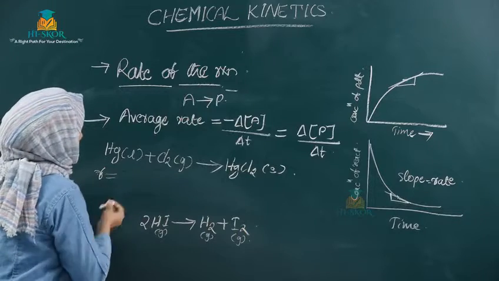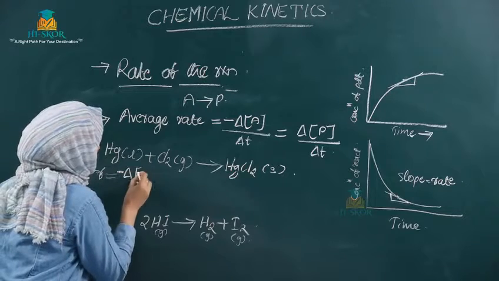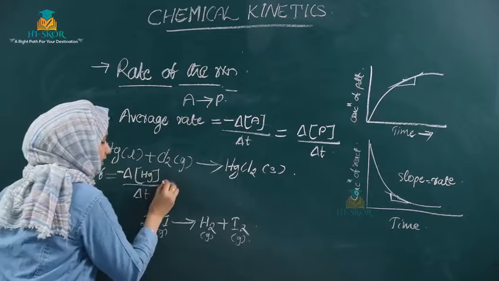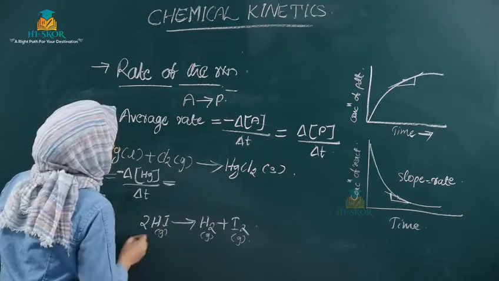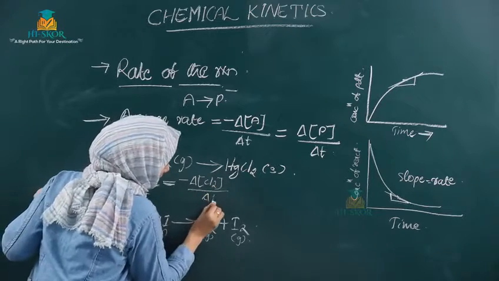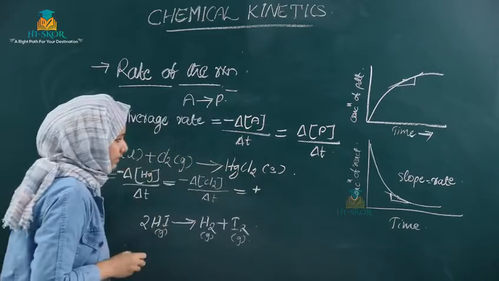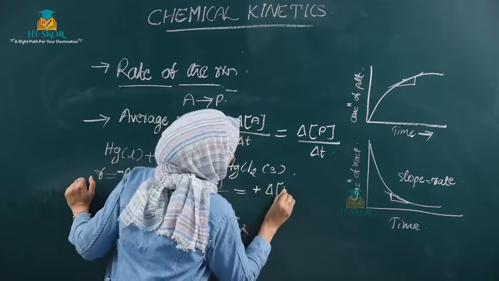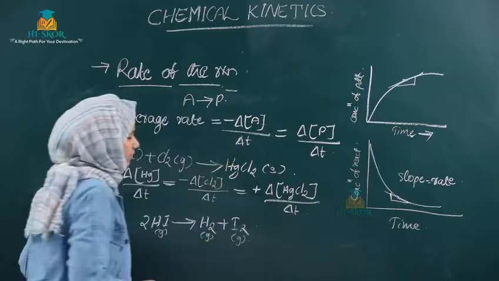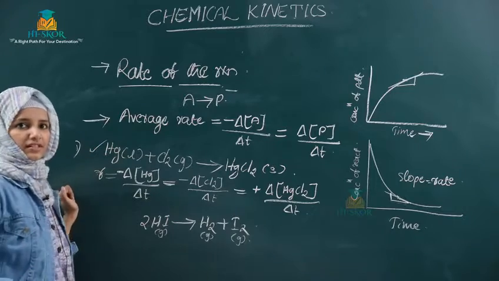R is equal to minus delta concentration of Hg divided by delta T. That is equal to what? Minus delta concentration of Cl2 divided by delta T. That is equal to plus, next the product terms, so plus delta HgCl2 divided by delta T. So this is the way we express the rate in the case of the first reaction.